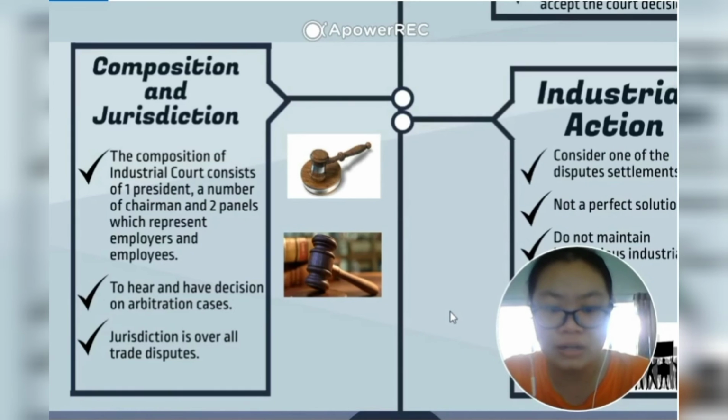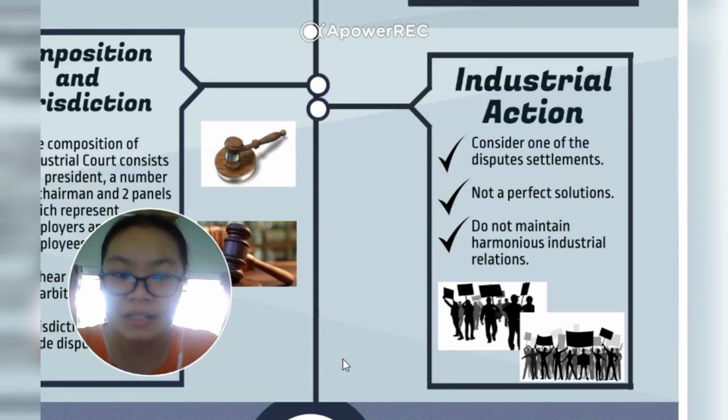Jurisdiction is over all trade disputes. Section 26 in the IRA 1967 states that a reference of a trade dispute to the court may be made on a joint request in writing to the Minister, or of the Minister's own motion, or upon receiving notification from the DG when industrial action is being considered in one of the dispute settlements.